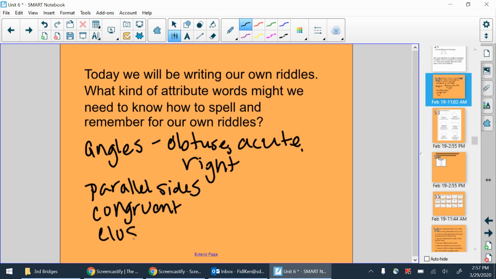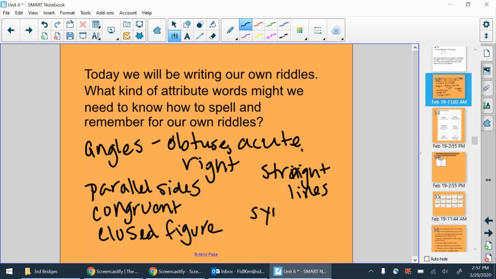We know that they're closed figures. That's a word that we use a lot. We know that they all have straight lines. We know that there's symmetry. We know that shapes can have, let's see what else, perpendicular lines. Sorry, my handwriting's a little messy. I'm kind of writing on a vertical surface that's really close to me right now. Let's see, is there anything else that I am missing?